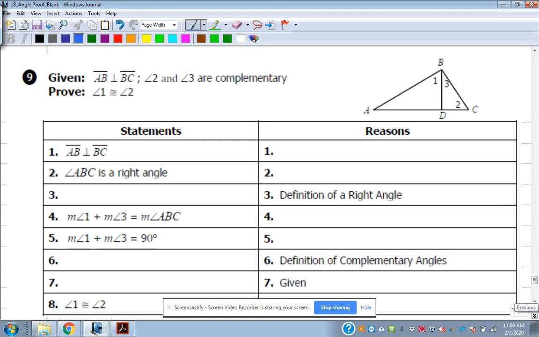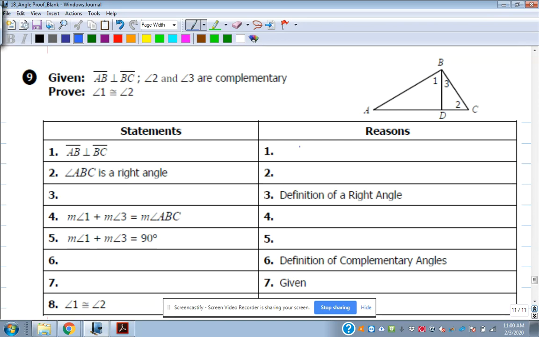So we can spin our way through number 9, another fill in the blank. AB is what to BC? What's that mean? Perpendicular, and then angle 2 and 3 are complementary. So in our picture there, AB and line BC are perpendicular. 2 and 3 are complementary, and we're going to prove that angles 1 and 2 are congruent to one another.